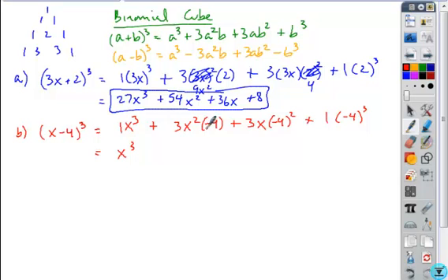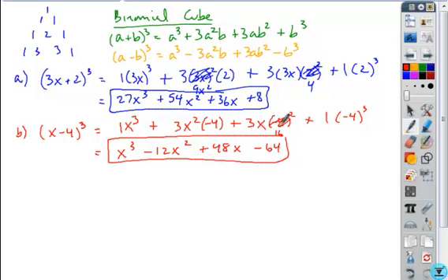So you have your x cubed. You have 3 times the negative 4 is negative 12 for x squared. Negative 4 squared is 16. Okay, so 16 times 3 is 48x. And then finally negative 4 cubed is negative 64. And that gives you your total answer.